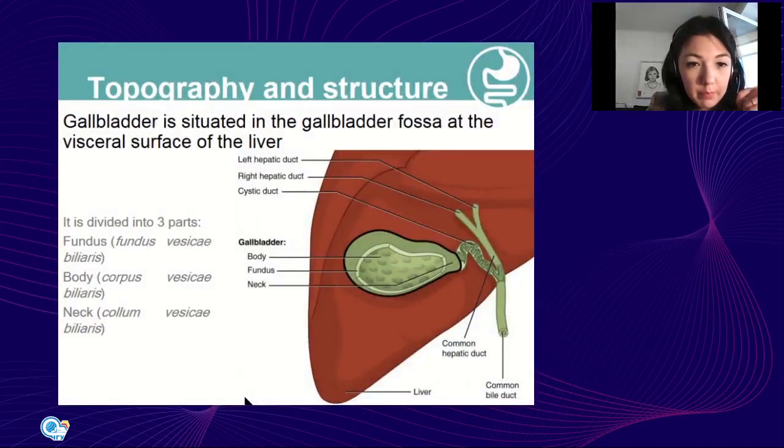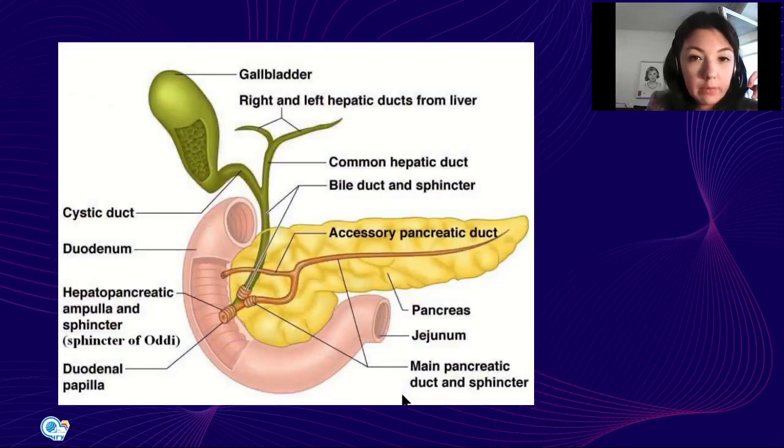Okay. So it is located in the gallbladder fossa. Yes, it's clear, and there are three parts: fundus, body, and neck. It is absolutely simple. And from the neck, the cystic duct starts, which joins the common hepatic duct, and they form the common bile duct. These are bile excretory ducts. So the common bile duct joins later, very close to the descending part of the duodenum, the main pancreatic duct. They form the hepatopancreatic ampulla, and at the major papilla of the duodenum, they open into the duodenum.